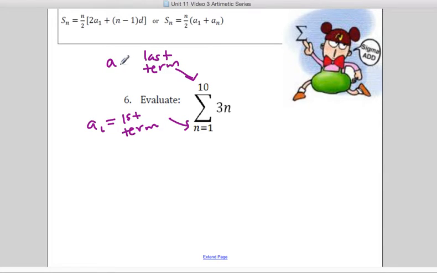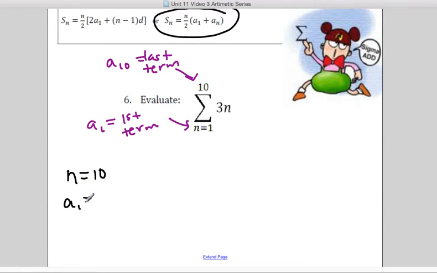Okay, so a sub 10 equals your last term. Then you could also figure out the number of numbers. How many numbers is it from 1 to 10? There are 10 numbers. Okay, so we will be using this equation. So from 1 to 10, there's 10 numbers.